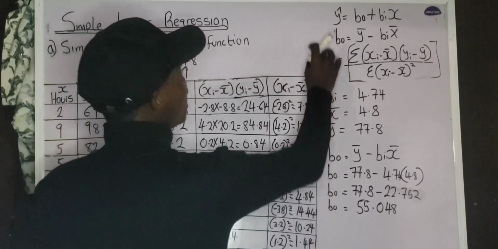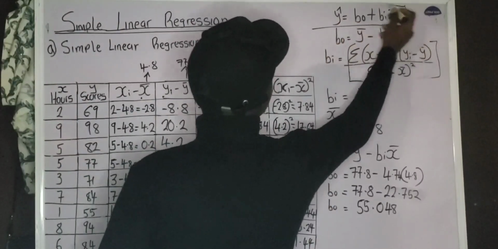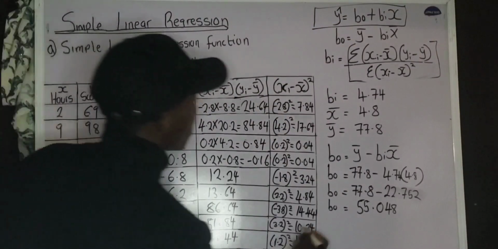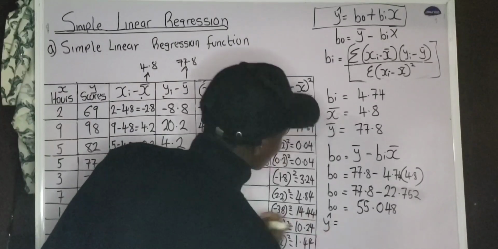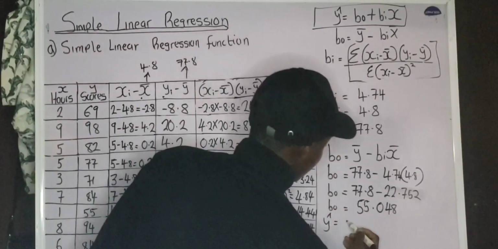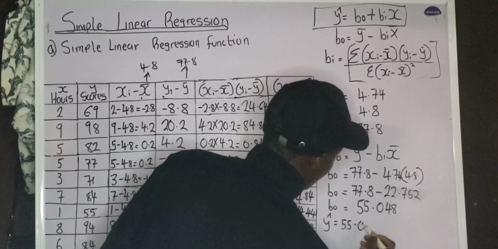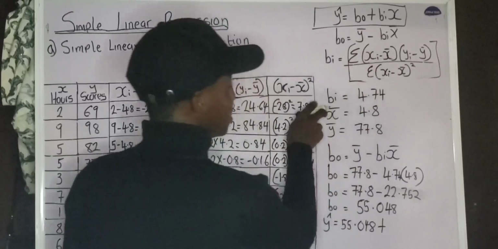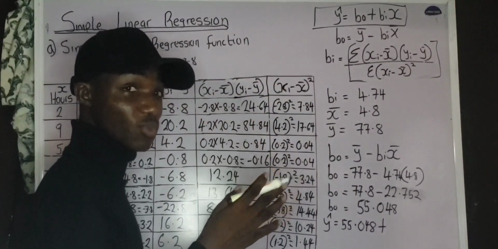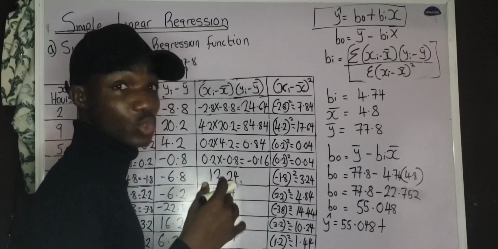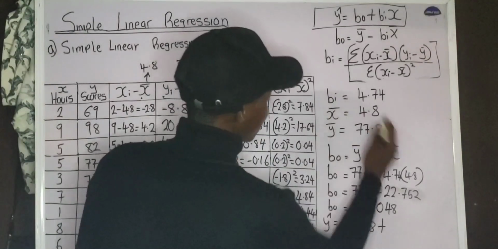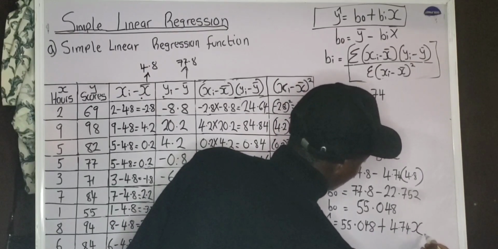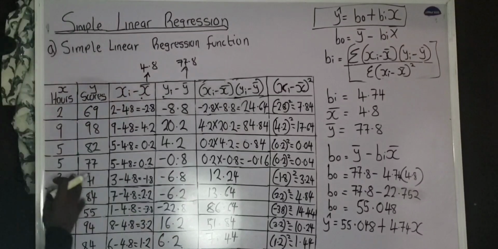Now we have gotten the gradient and the intercept. We can just substitute it into this regression equation to get the regression equation for this data. You understand? So I'm going to have the predicted value of y is equal to b naught. b naught is the intercept. That is 55.048 plus the gradient. The gradient is also known as the slope. Okay, don't be confused. When I mention the gradient, I'm also referring to the slope. So the gradient is 4.74, that is 4.74x. So this is the required regression equation for this data.